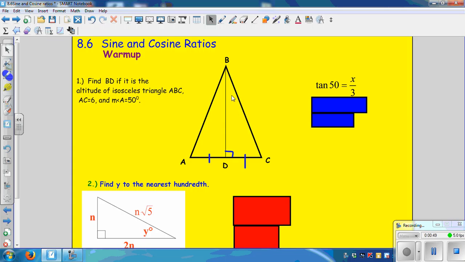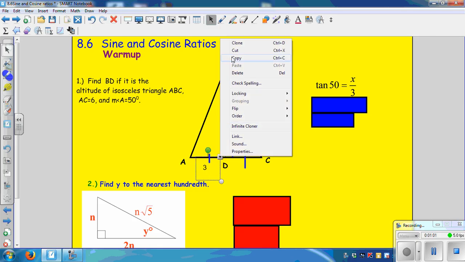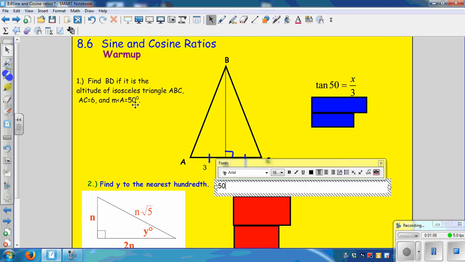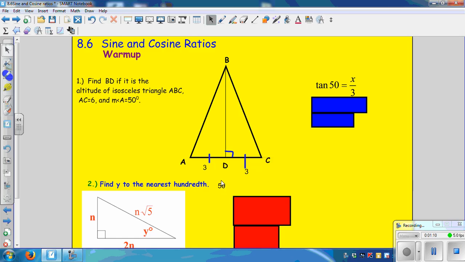Well, where do these values come from? So you have AC being 6, so we have the bisection of the base, so we're going to have 3. Both of these values here, as well as segment DC. And then we also have this 50-degree angle for angle A.